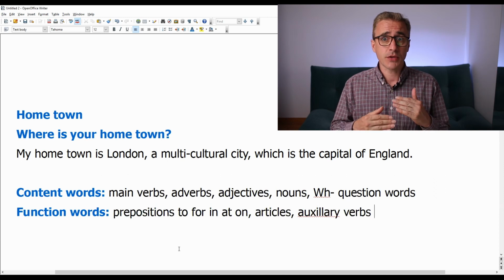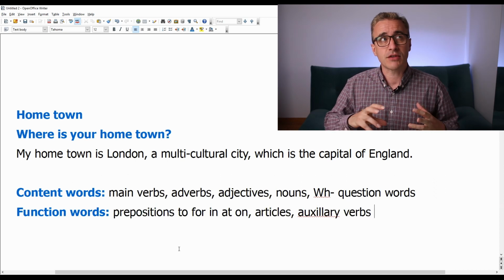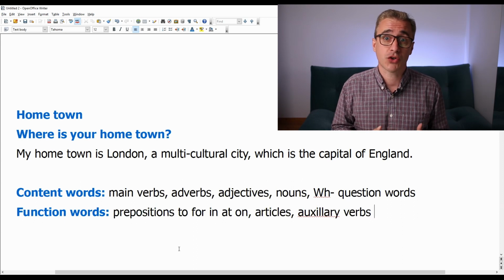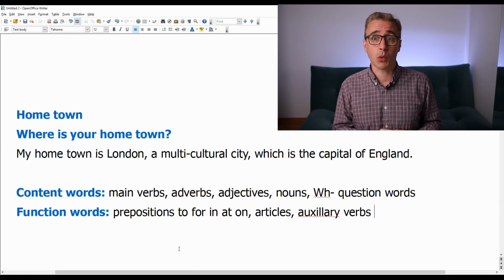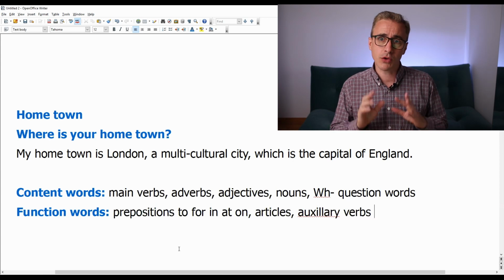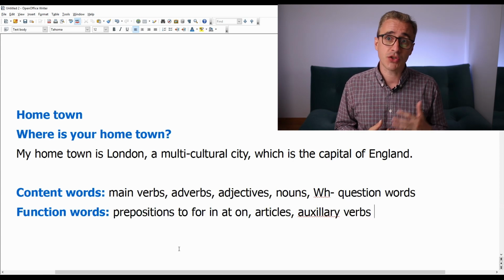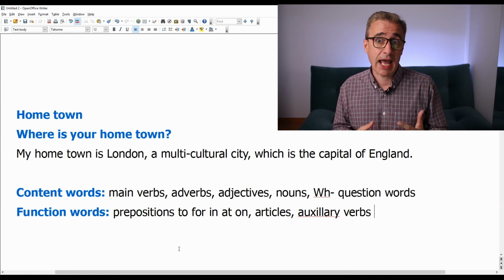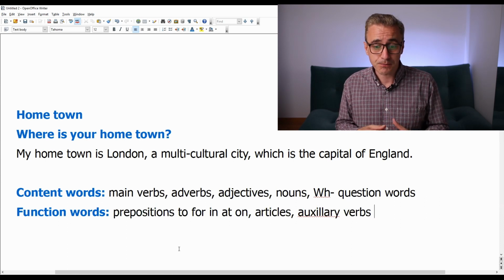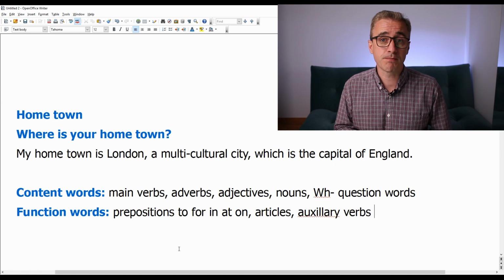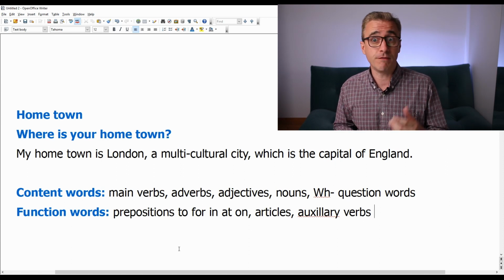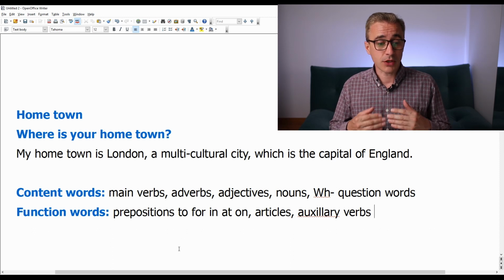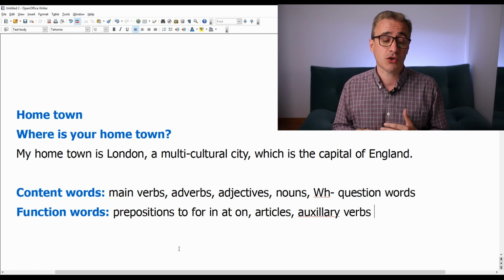And then everything else that joins everything together, that's really there for the glue or for the grammar, we call function words. And there's many types of function words. They're usually much smaller words, not always, such as prepositions: to, for, in, at, on, articles like a, an, the, and auxiliary verbs like have, will, and the verb to be. These normally are not stressed. So we're going to stress the content words and not the function words.